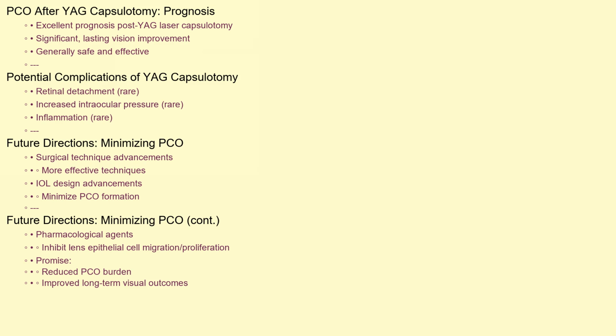Recent research is focused on developing more effective surgical techniques and intraocular lens designs to minimize PCO formation in the first place. Additionally, scientists are exploring pharmacological agents that could inhibit the migration and proliferation of lens epithelial cells. These advancements promise to further reduce the burden of PCO and improve long-term visual outcomes after cataract surgery.